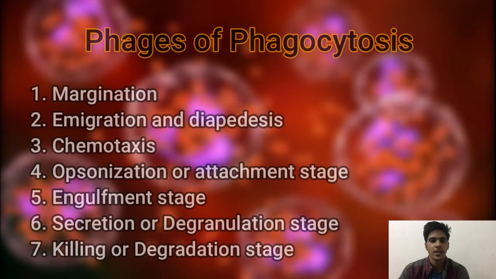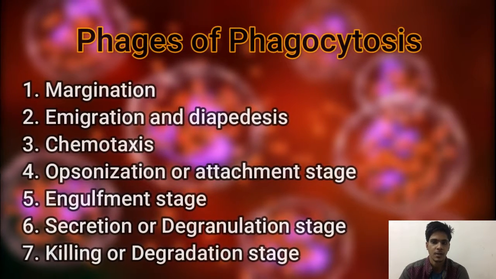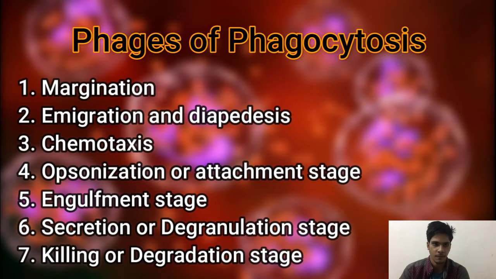Now we will discuss the phases of phagocytosis. There are seven phases of phagocytosis. First one is margination, second one is emigration and diapedesis, third one is chemotaxis, fourth one is opsonization, or we can say that it is the attachment stage. Fifth one is the engulfment stage, sixth is secretion or degranulation stage, and seventh one is the killing or degradation stage.